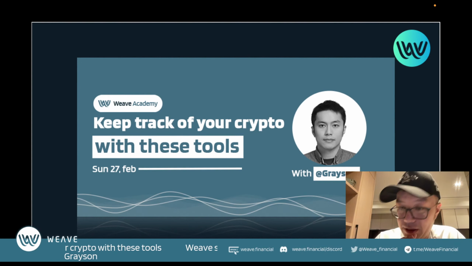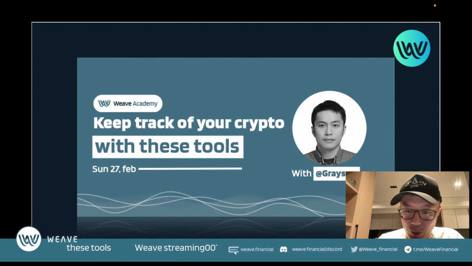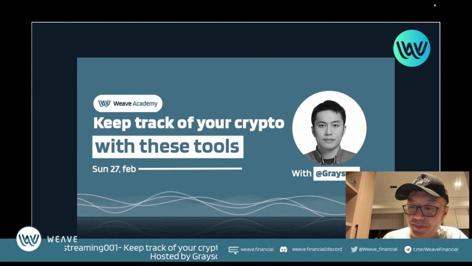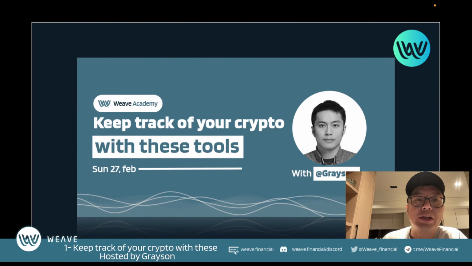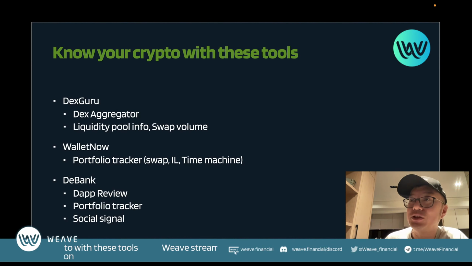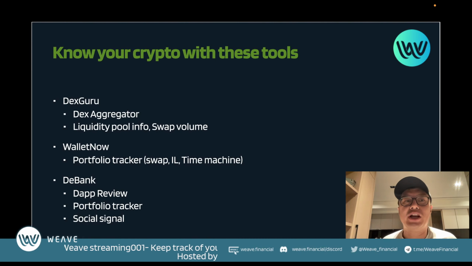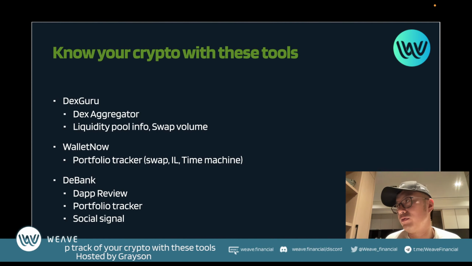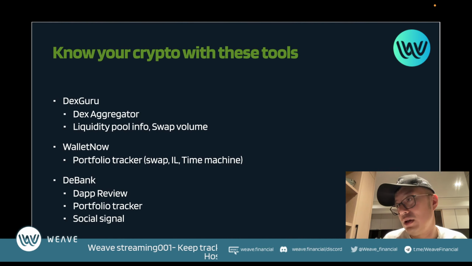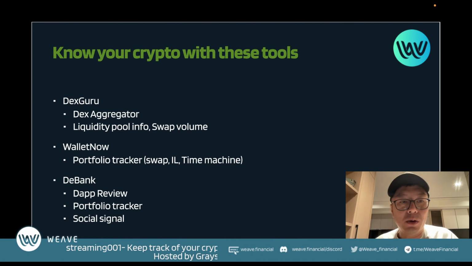That's it for today. So today we basically went through 3 tools which are helpful when you are trying to track your crypto portfolio. The first one is DexGuru. You can make a trade, you can check your liquidity pool info, and you can check the swap volume from others. Everything you need to see on chain, you can see in DexGuru directly.